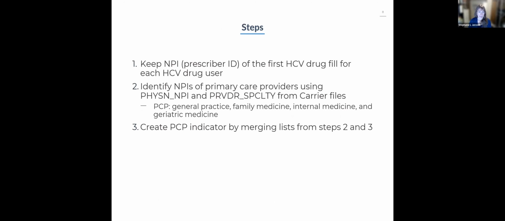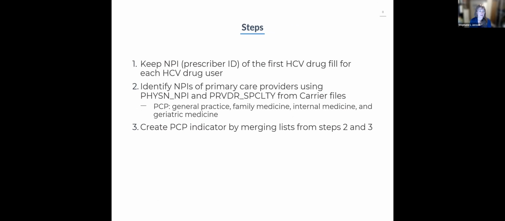So in order to do that, you can keep the prescriber ID of, for example, the first drug fill. These are the decisions you have to make. What happens if you have multiple prescriber IDs? You can look in the data, try to figure it out empirically, or you could just arbitrarily say, I'm interested in the first one because that indicates how the patient first got access to the drug.